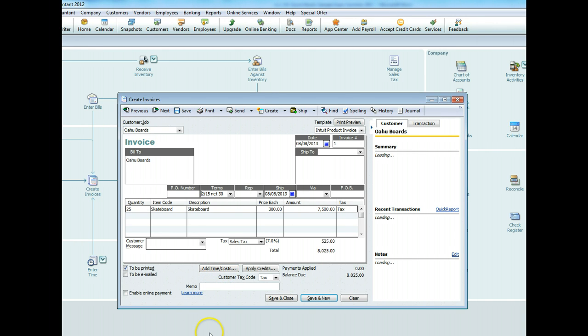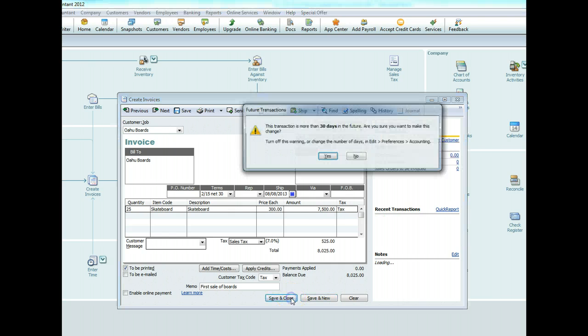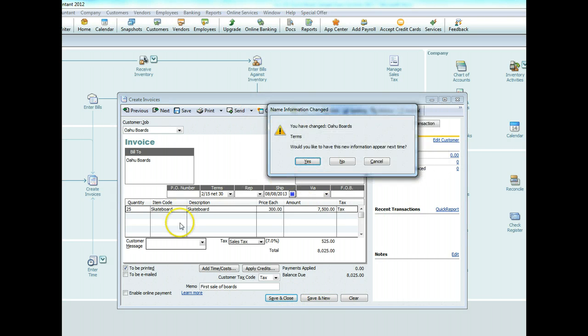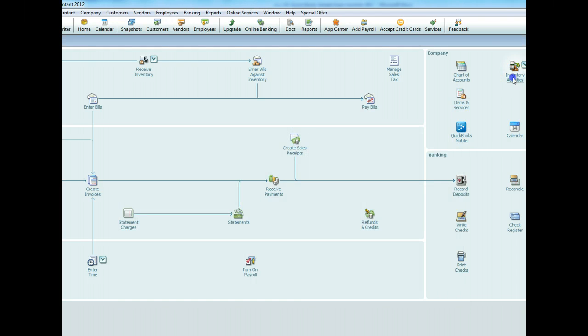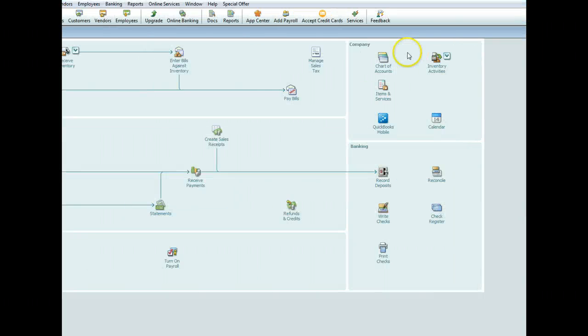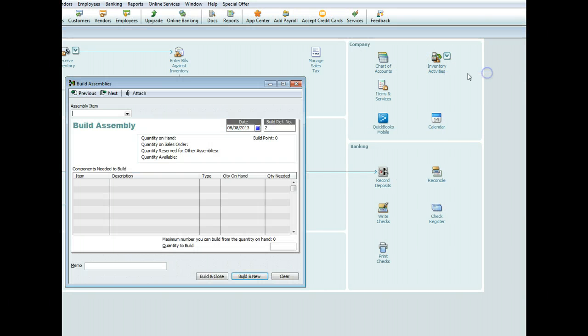Ship the skateboards today. Alright, so if we got everything done, 8/5 first sale of boards. Taxable. Save and close. Okay, August 16th, we finish and assemble another 10 skateboards. You pay the bill owed to Warehouse Skateboards, check number 6. So first, let me scoot this over. We're going to build assemblies.